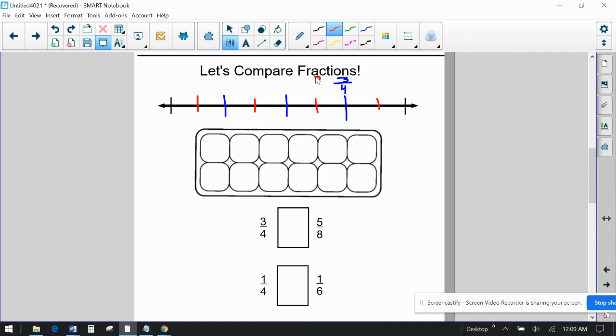Here's 5/8. And now we can see that the distance from the 0 all the way to here is greater than the distance from 0 to here. So 3/4 is larger.